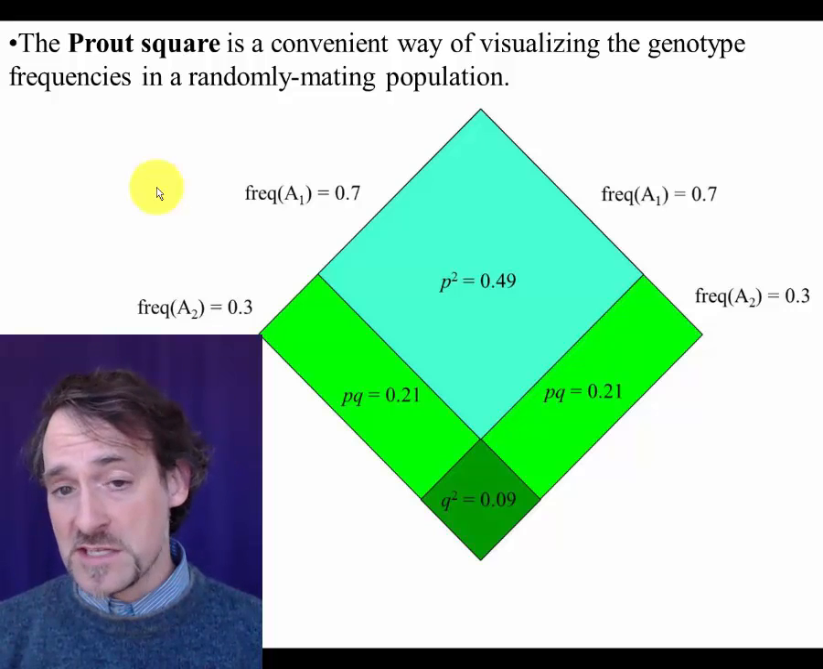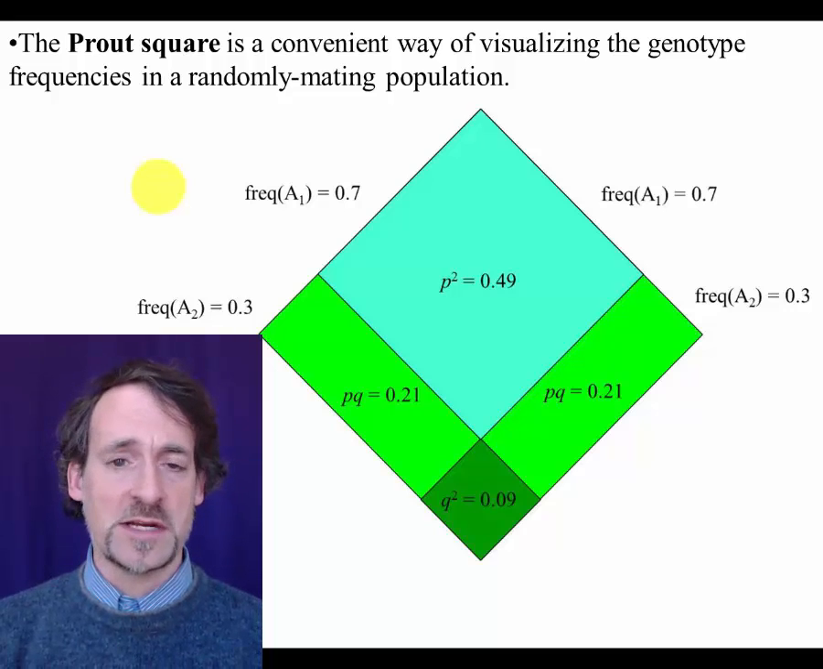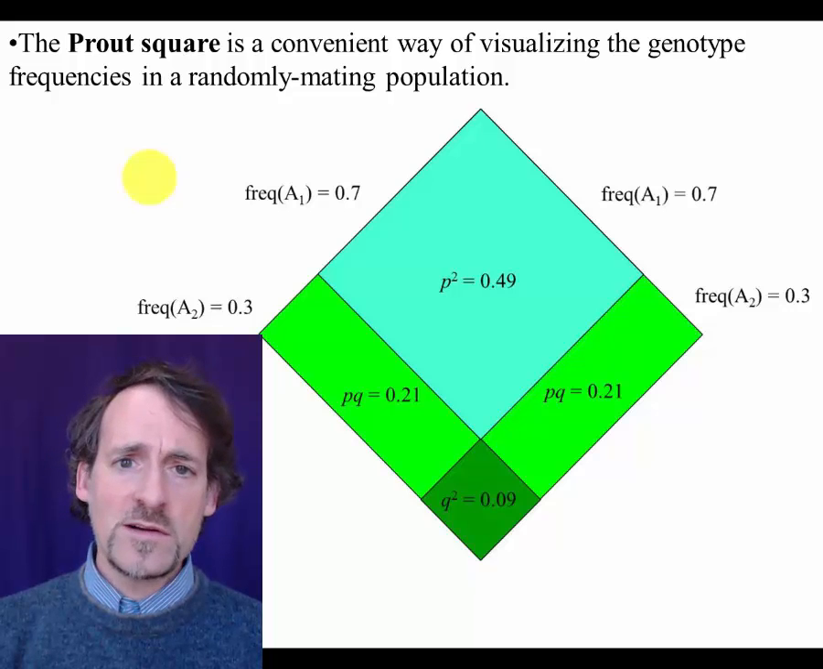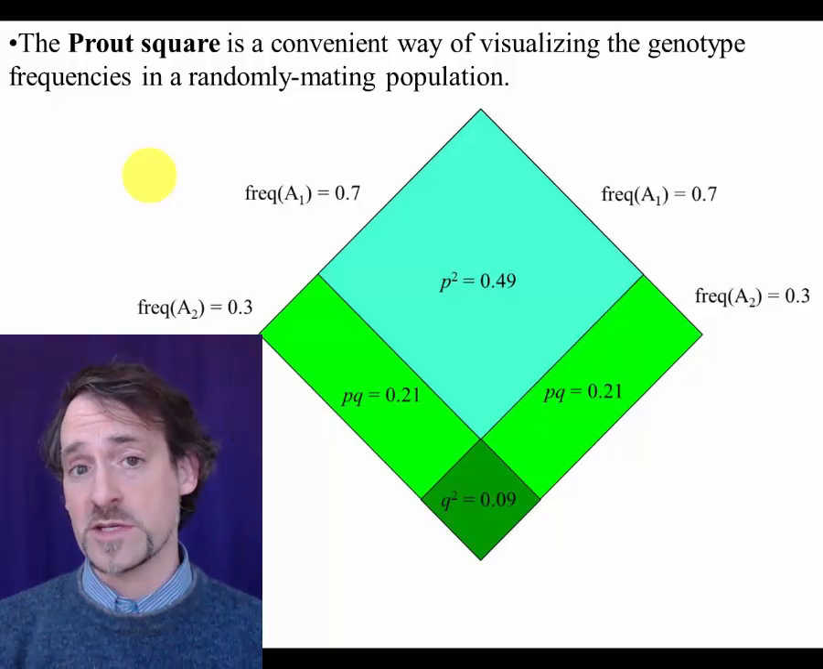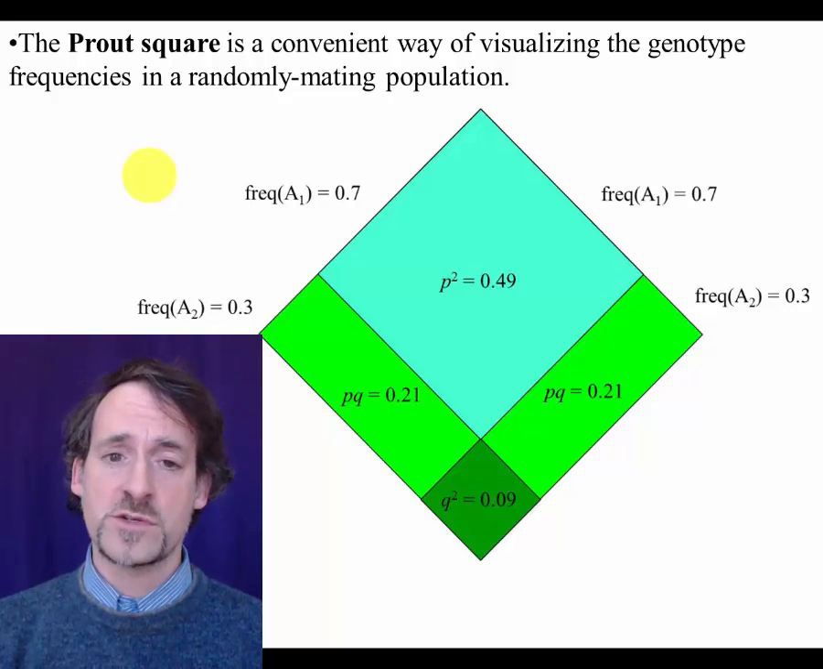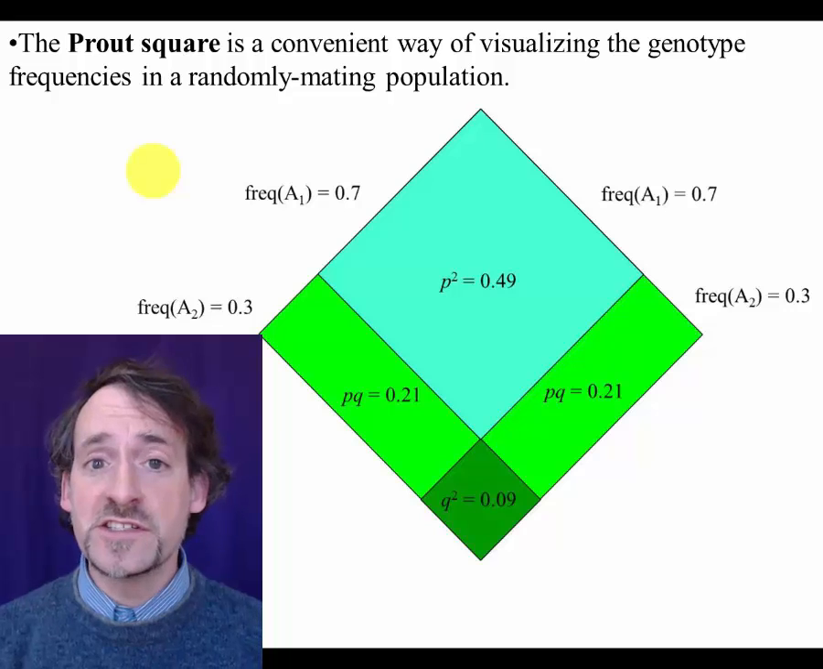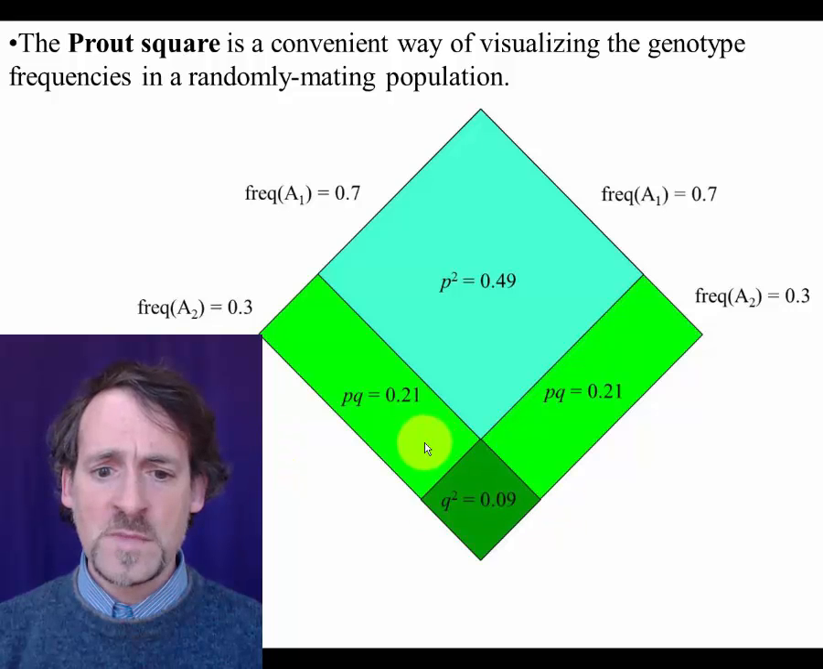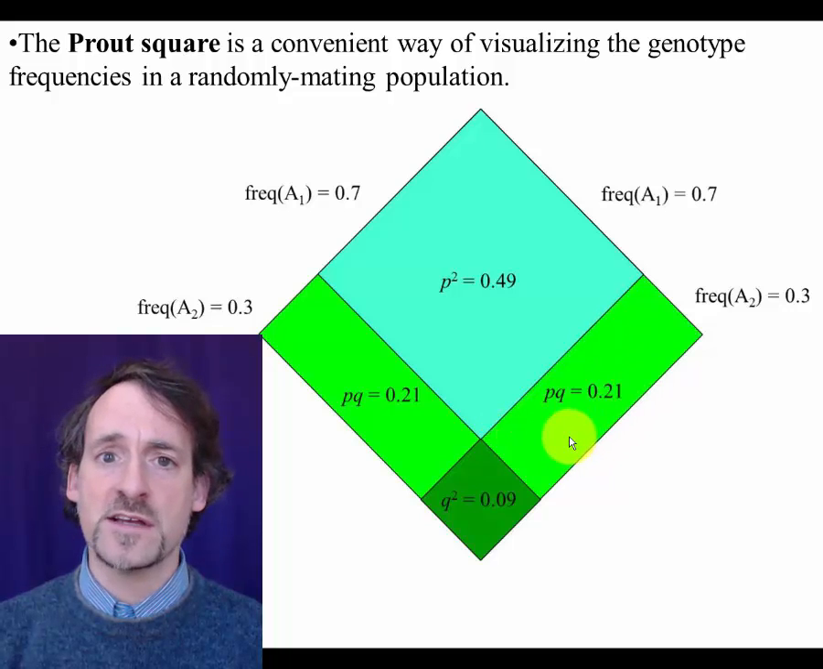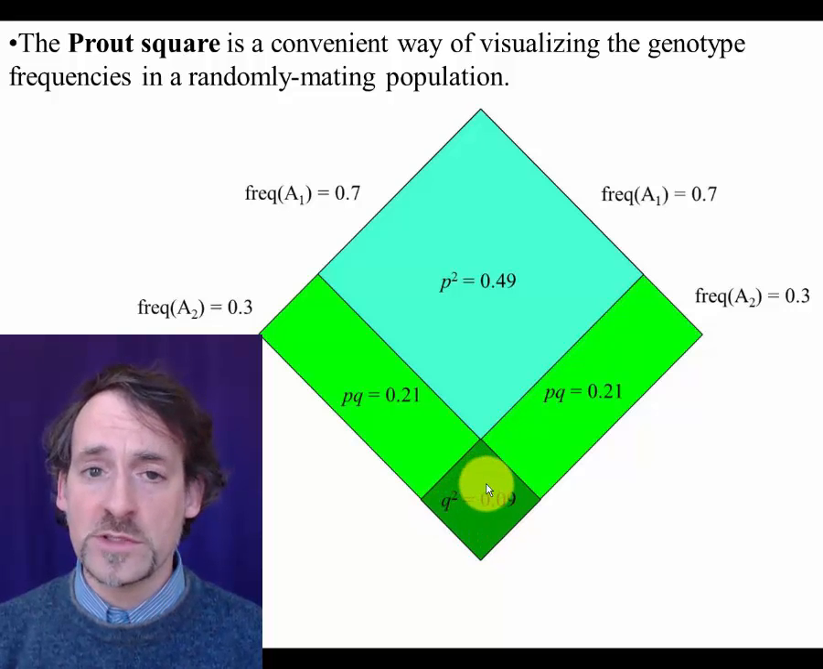A perfectly valid question to be asking at this point is, why would I do this? Why would I want to visualize genotype frequencies in a randomly mating population? Well, there are some questions for which this is useful. We're actually about to get into one of those questions, which is why I showed you this tool. Let's take a look at which genotypes the alleles are found in, in this population. Every heterozygote, those individuals in these cells, has one A2 allele. Every homozygote down here has two A2 alleles.